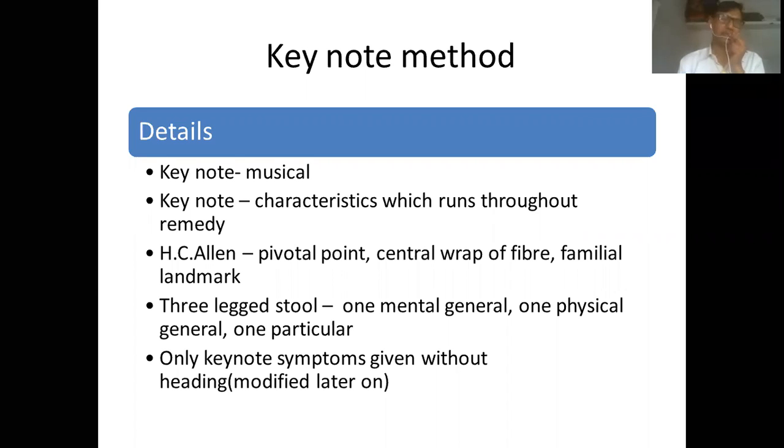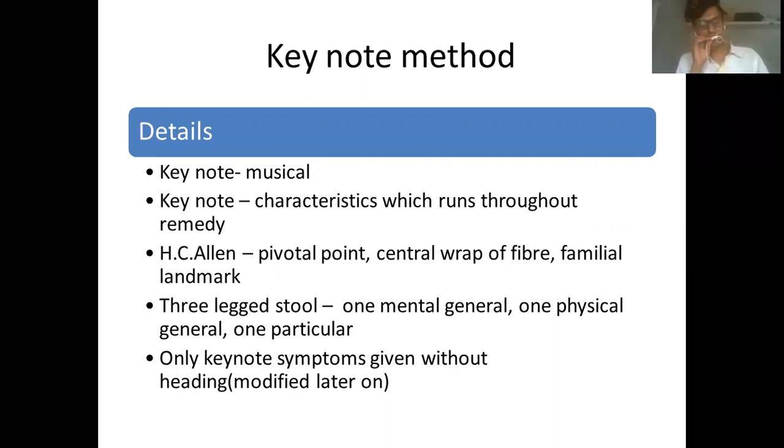Another example I will take: burning in the case of Arsenicum album. This burning will run commonly throughout the various parts, throughout the various headings of that Arsenicum album, and so on. So that is the meaning of keynote. We have understood the keynote in music. Then the keynote in our homeopathic materia medica is nothing but the characteristic symptom which runs throughout that remedy, and that's why that word is used. That is, this is the keynote of this remedy.